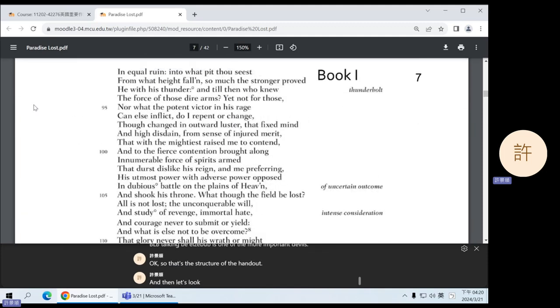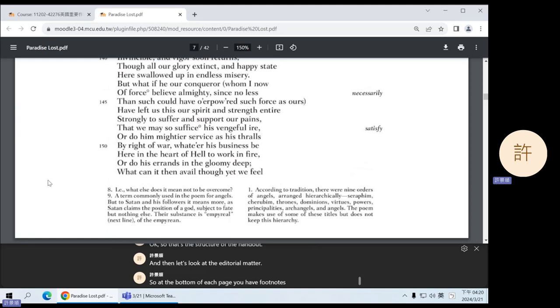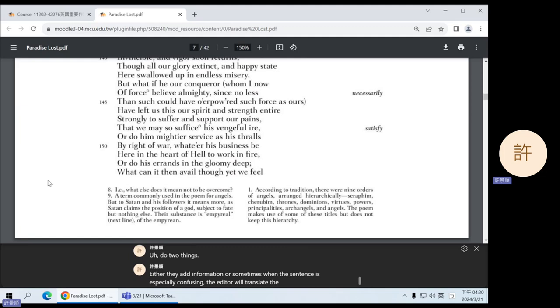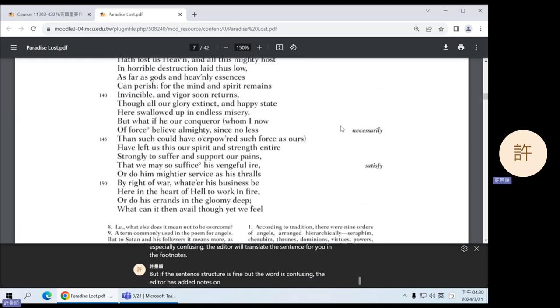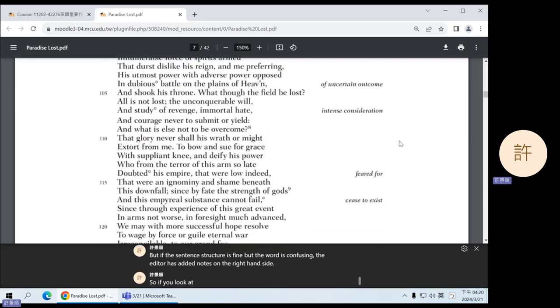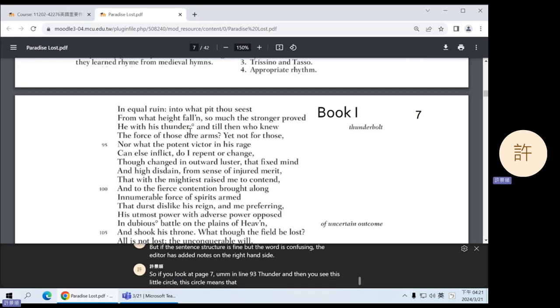And then let's look at the editorial matter. So at the bottom of each page, you have footnotes. These footnotes do two things. Either they add information, or sometimes when the sentence is especially confusing, the editor will translate the sentence for you in the footnotes. But if the sentence structure is fine, but the word is confusing, the editor has added notes on the right-hand side. So if you look at page 7, in line 93, thunder, and then you see this little circle. This circle means that there is a note on the right.